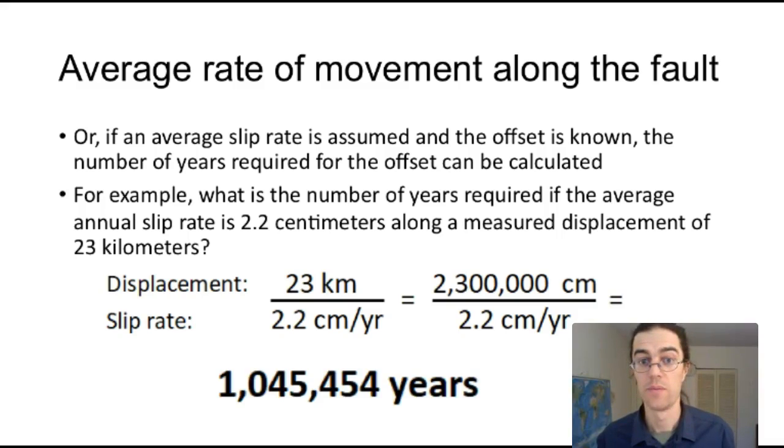Where this leads us is that 1,045,454 years it would take us to go that 23 kilometers. It's a pretty long time, but not an insignificant slip rate to think about. Almost an inch, right? An inch is 2.5 centimeters, so almost an inch of movement along that fault per year.